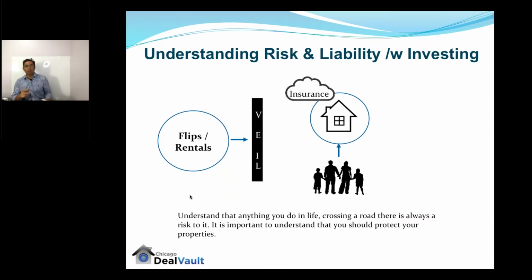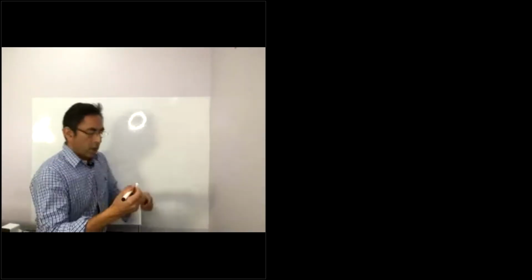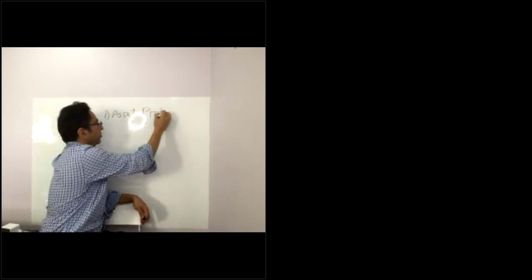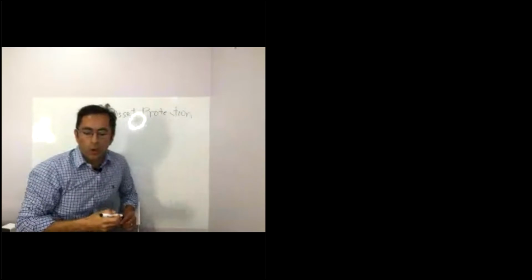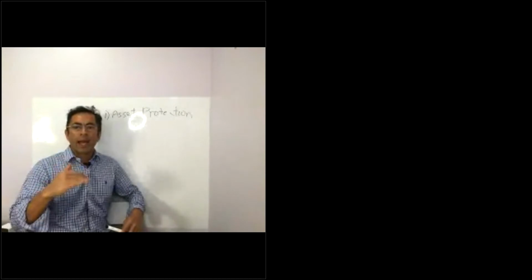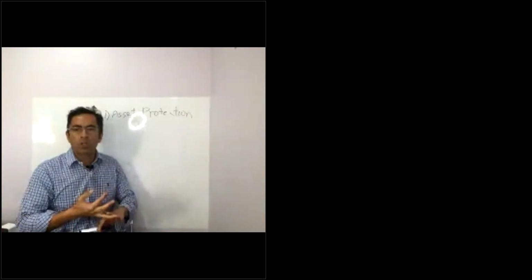I'm going to write these down because there are three main advantages of having your entity. So this is what we're going to do next. We're going to write them on the board. I want to make sure that you all can see it. So number one advantage, asset protection. You're going to have a wall between your personal assets and your business, whether you do flips, wholesales, or rentals.